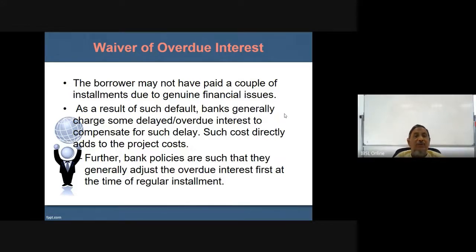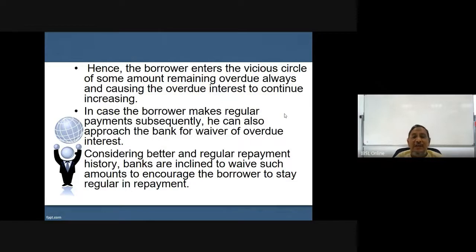So the loan repayment is going to be affected. Hence, the borrower enters a vicious circle of some amount always remaining overdue, causing the overdue interest to continue increasing. Right? So whenever the customer tries to deposit, overdue interest will take over that deposit and it will be a vicious cycle, it will keep increasing.